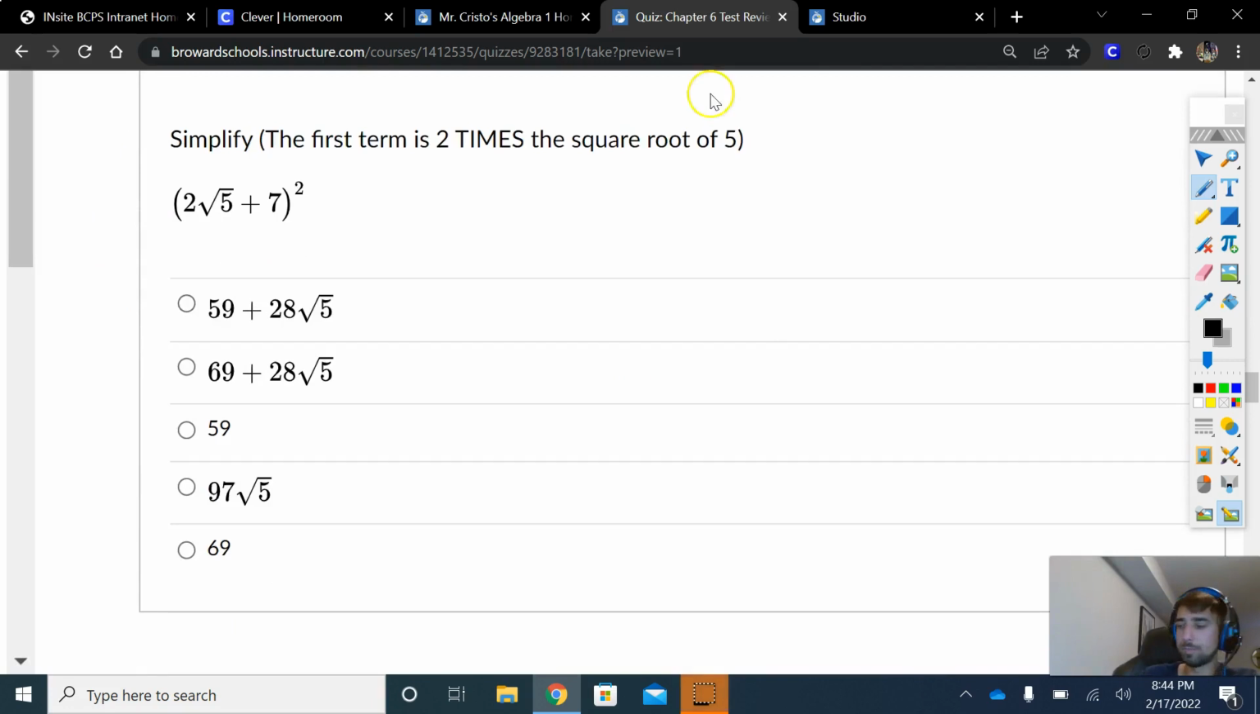Question 8. All right, this one is a little difficult. If you pay attention the first time, it shouldn't be that bad. If you just watch where my arrow is going, where my mouse is going, it should help you out a little bit.